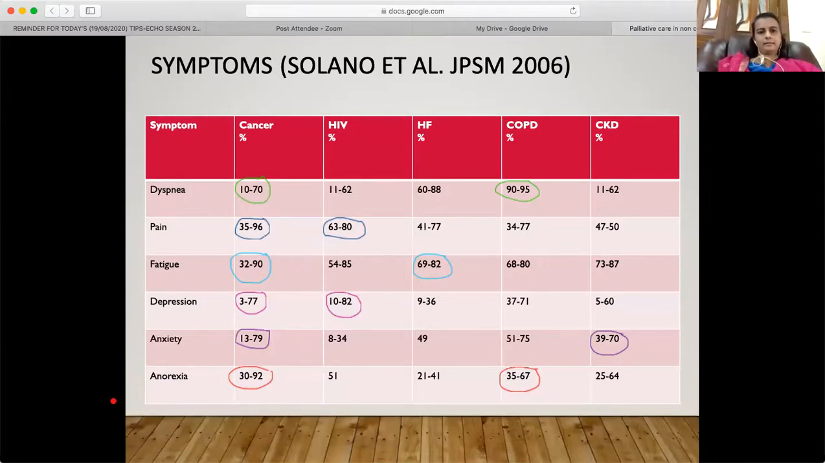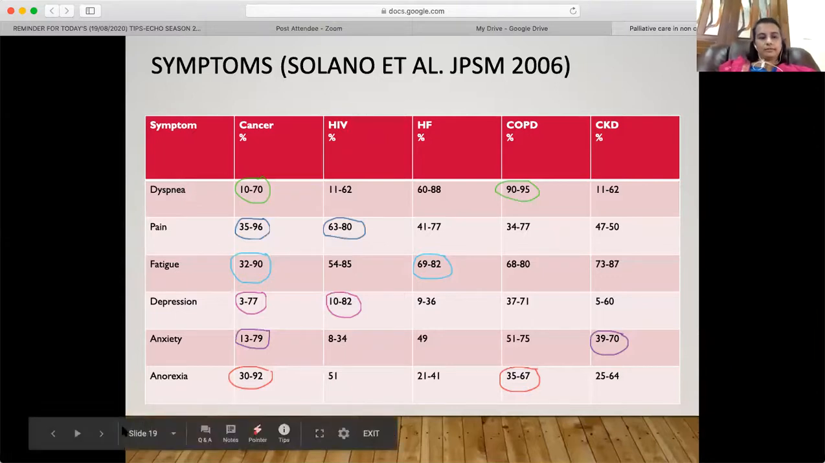Similarly, with all the other symptoms, you can see how high fatigue is in heart failure, 69 to 82%. Again, anxiety in CKD patients is 39 to 70%. Anorexia in cancer patients is 30 to 92%, but also in COPD it is 35 to 67%. So all the symptoms that we know about in cancer patients are seen in non-cancer conditions also.